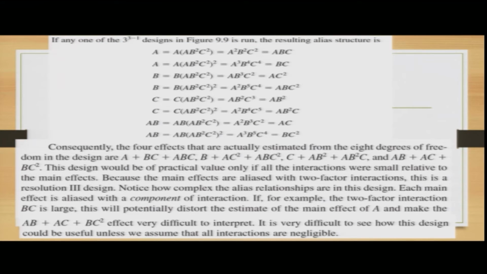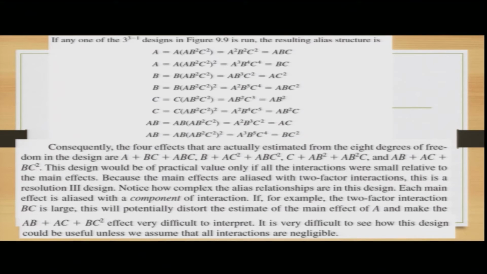If any one of the 3^(3-1) designs is run, the resulting alias structure would be like this. I am only reading the right hand column: ABC, BC, AC², ABC², AB², AB²C, AC and BC². Based on that, you can find out the combinations of blocks accordingly.